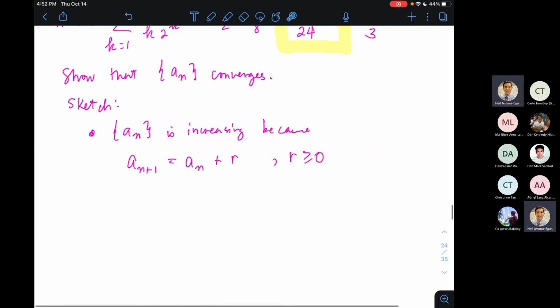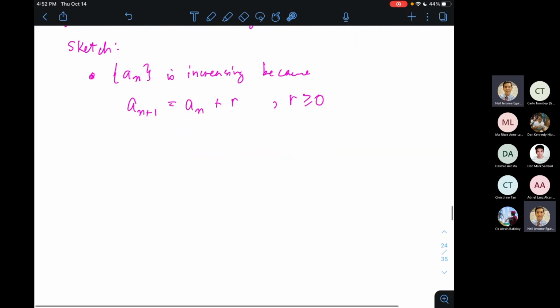Now, mapapakita ba natin na siya ay bounded? So tapos na yung pagiging increasing. So let's show boundedness. Pero for boundedness, I need to recall this result. Natatandaan niyo pa ba yung formula para sa sum ng geometric terms? Let me see if I have that written somewhere here.